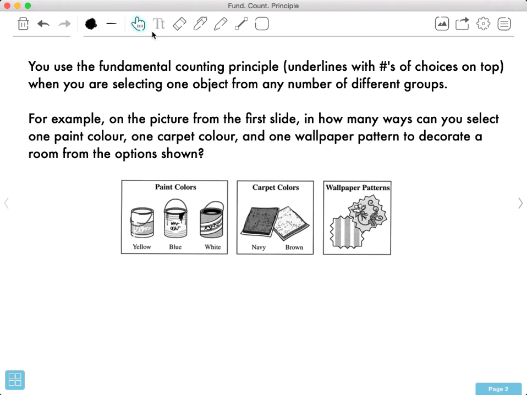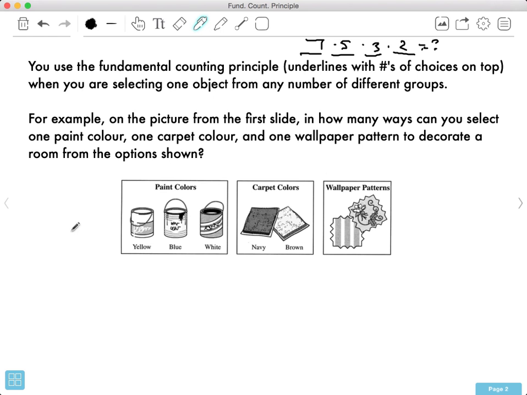The fundamental counting principle is, hopefully you've seen in classes, when you put some number of underlines and then you fill in the underlines with a number of choices and then multiply all that together to get some kind of answer. You know to use that when you are selecting one object from any number of different groups.